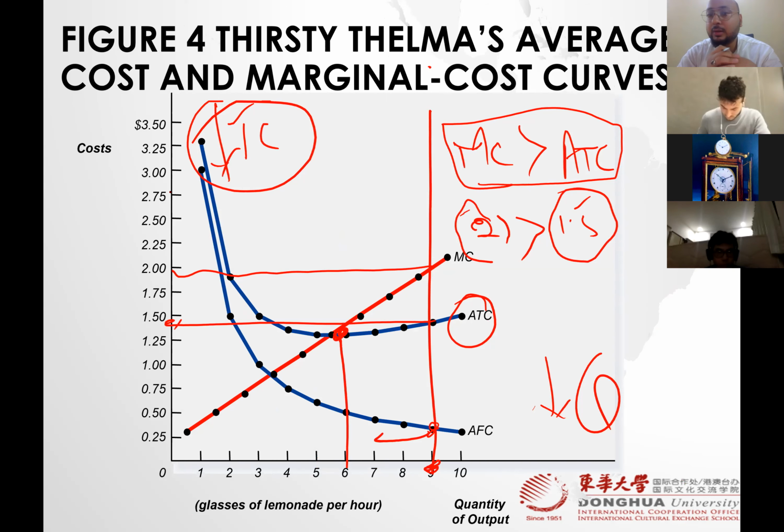If marginal cost is less than average total cost, increase the production. Why? Because increasing the production will decrease the average total cost. And when average total cost is decreasing, of course, total cost is also decreasing.